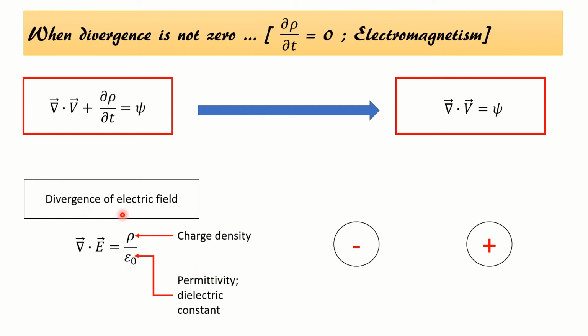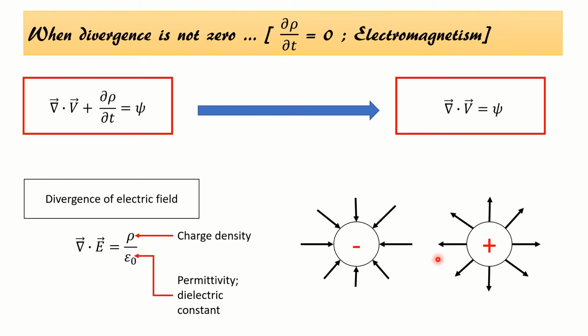But let's look at the divergence of the electric field here. So if you look at the electric field, this is the field that is produced by the charged particle itself, right? So for a negative particle, they are going to have a divergence of the field inwards. So this is a negative divergence, right? So the field is going inwards. Whereas for a positive particle, you are going to have the divergence of the field going outwards. So you have something like this, right?